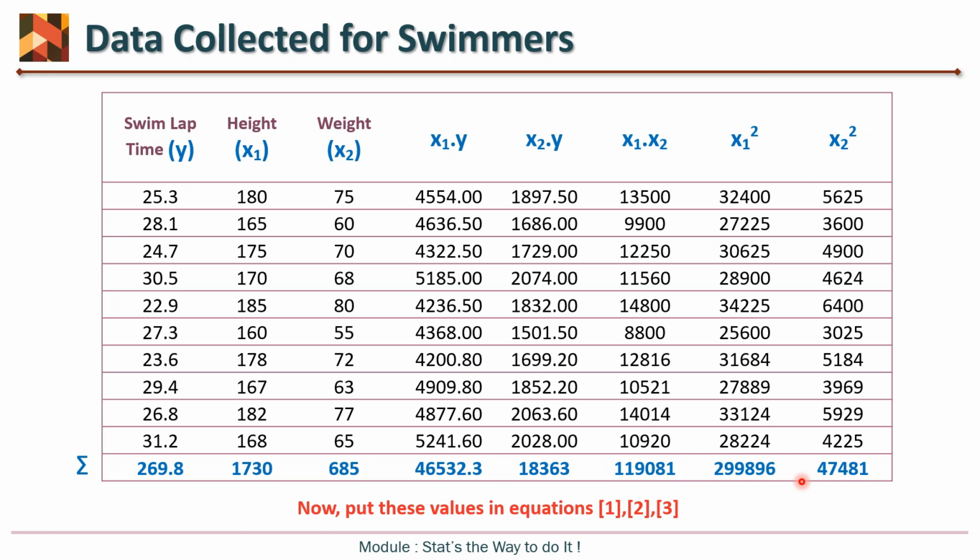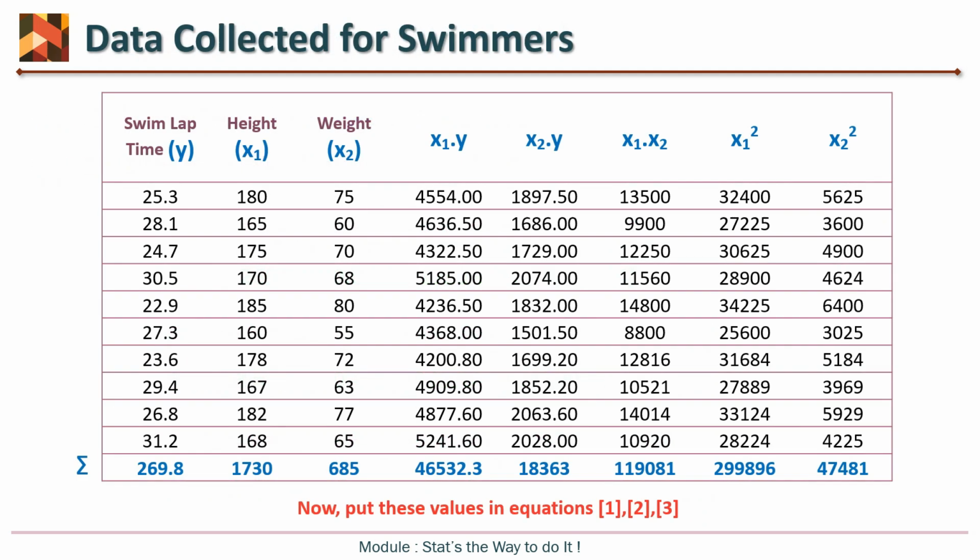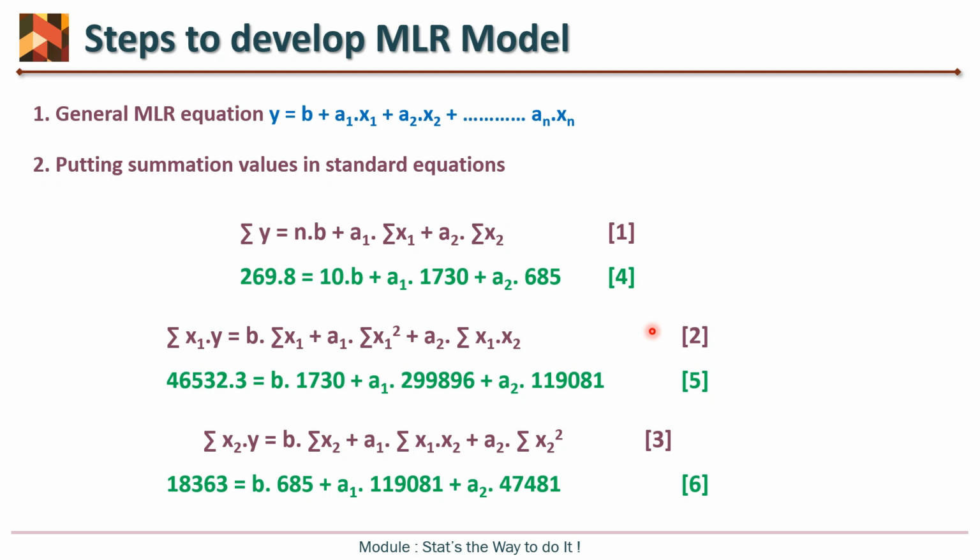Now we already have three equations, equation 1, 2, 3, which we derived. We will just put these summation values in equations 1, 2, 3. When I put the values, they become equations 4, 5 and 6. You can see the values here, 269.8, 10, 1730. These are the summation values from this table, the bottom line. So now I have got equations 4, 5 and 6.